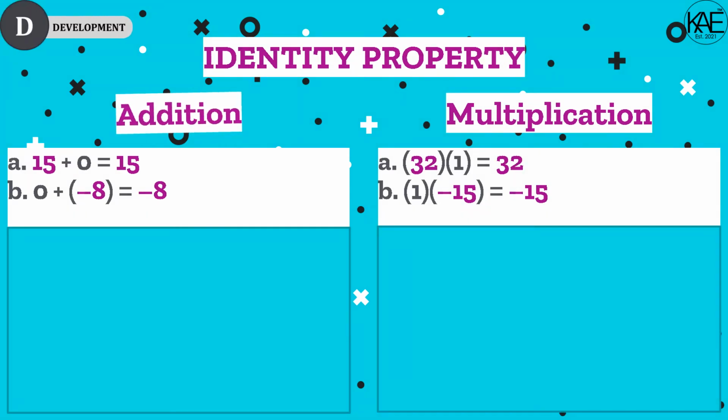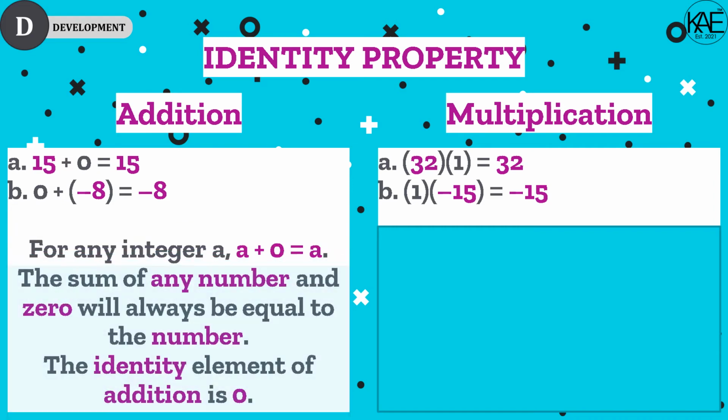Examples for addition. Letter A, given, 15 plus 0 is equal to 15. Letter B, given, 0 plus negative 8 is equal to negative 8. The identity property of addition states that for any integer a, a plus 0 will always be equal to a. The sum of any number and 0 will always be equal to the number. The identity element of addition is 0.